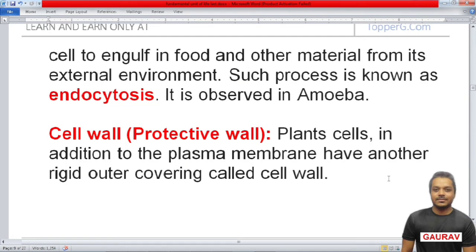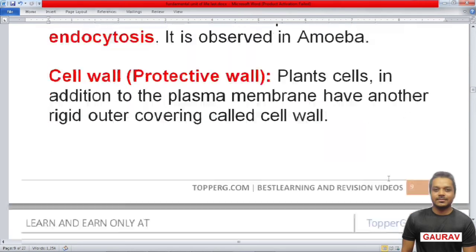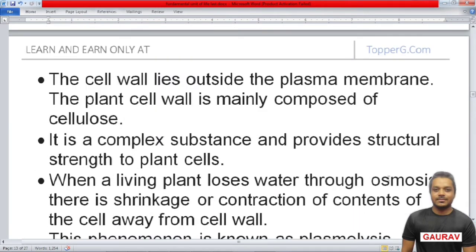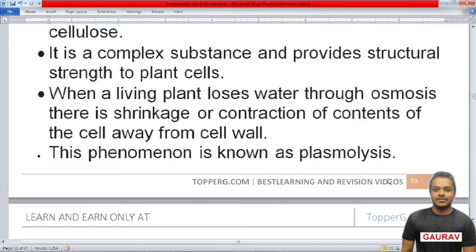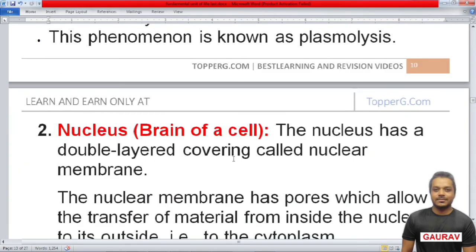Cell wall, protective wall. Plant cells, in addition to the plasma membrane, have another rigid outer covering called cell wall. The cell wall lies outside the plasma membrane. The plant cell wall is mainly composed of cellulose. It is a complex substance and provides structural strength to plant cells. When a living plant cell loses water through osmosis, there is shrinkage or contraction of contents of the cell away from the cell wall. This phenomenon is known as plasmolysis.